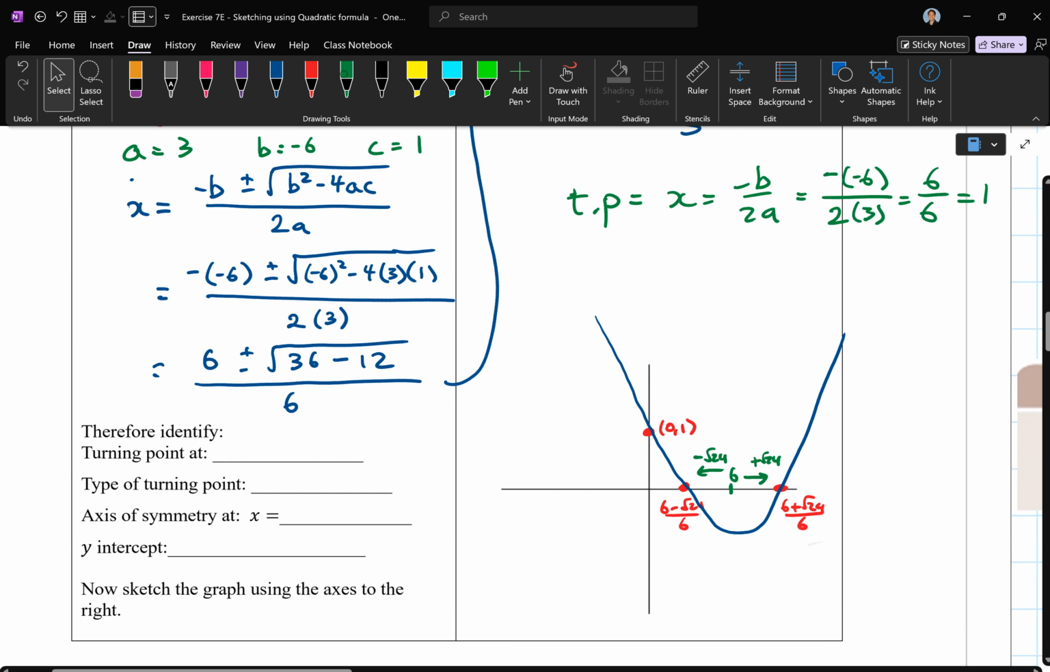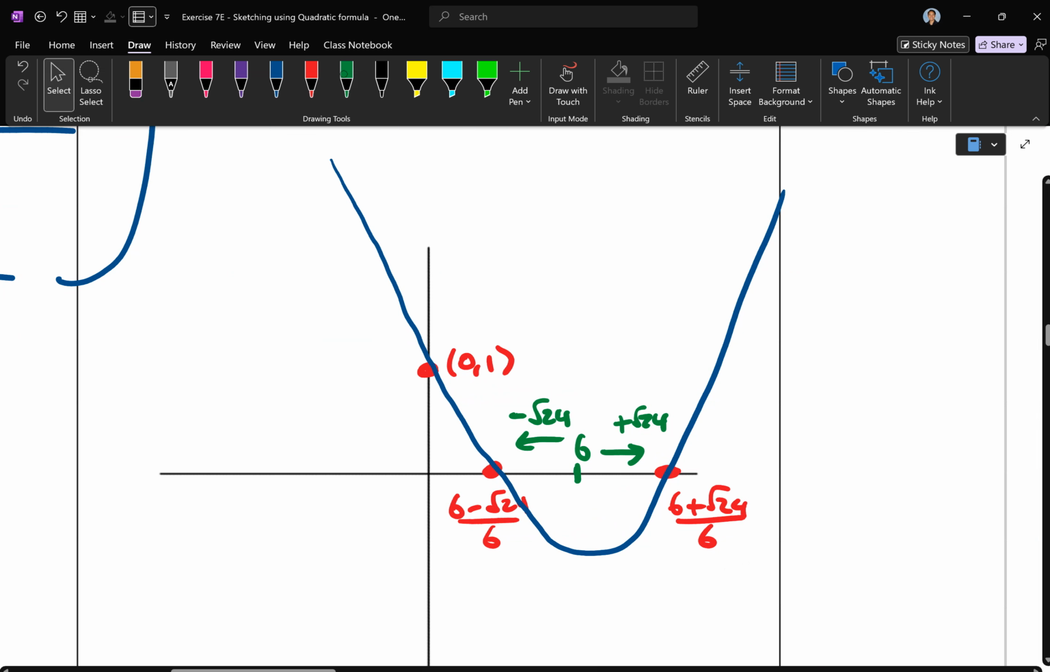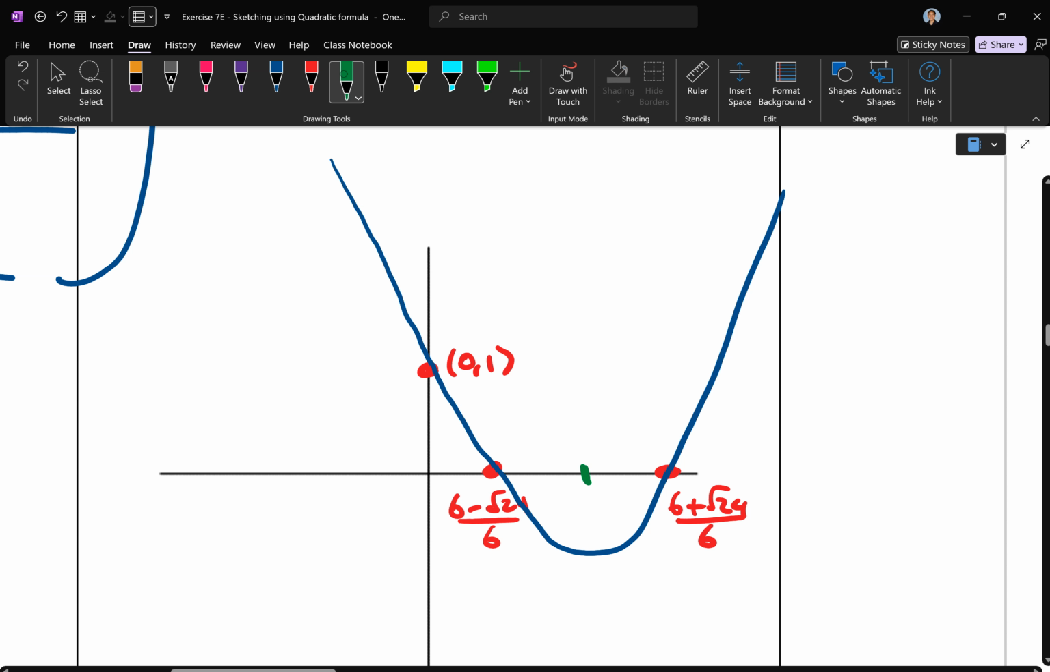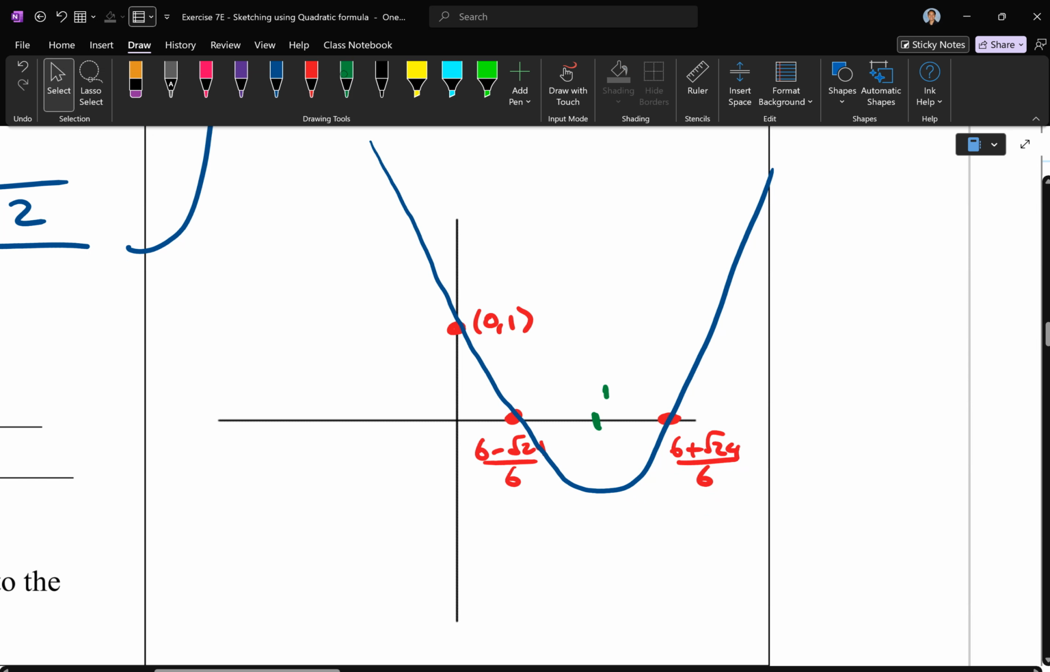I must have done something wrong here. It's 6 minus square root 24 over 6. Oh, sorry, it's over 6 as well. That's right. I didn't pay attention to that. So the center now I know is at 1. What we're missing now is just the turning point here. We know the x coordinate is 1.